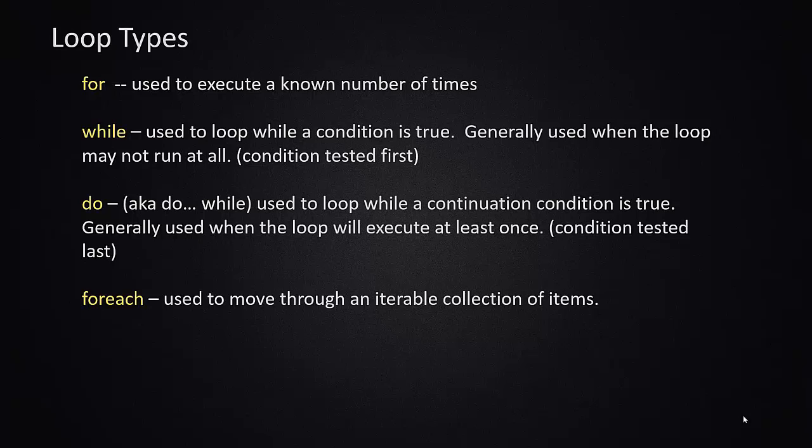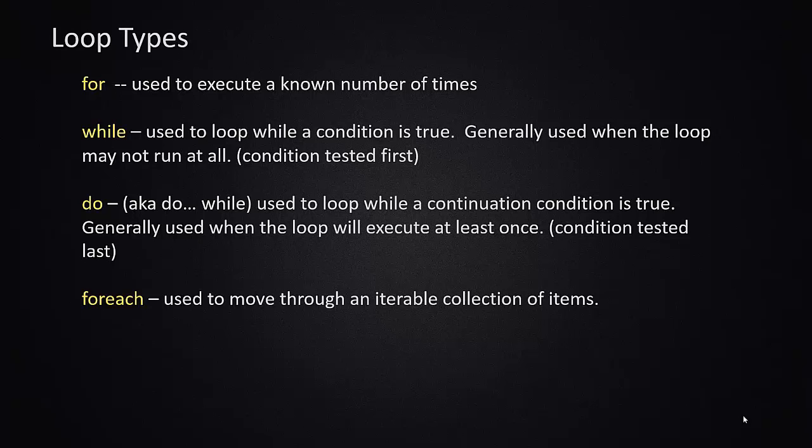A do while loop is exactly the opposite of a while loop in that it tests the condition for continuation at the end, which means it will always execute your code one time and then check to see whether it should repeat. So those two really kind of work similarly in that they are not fixed with a number of iterations. Generally, they're reactive to conditions.